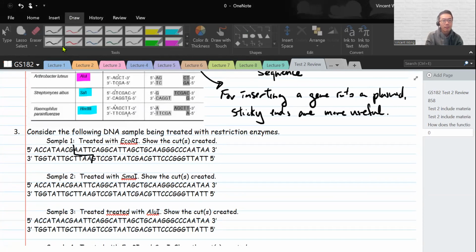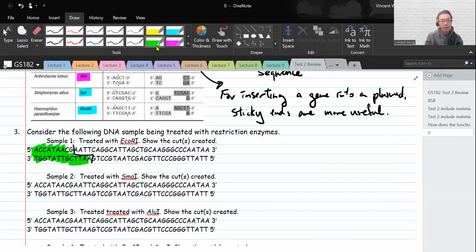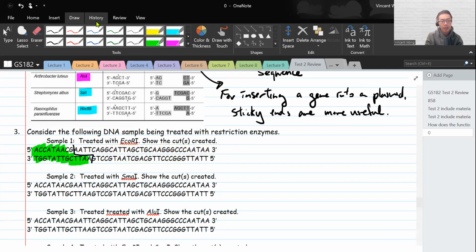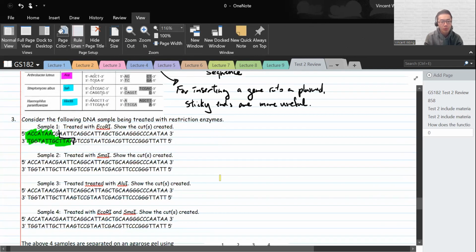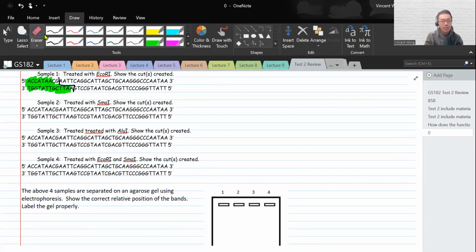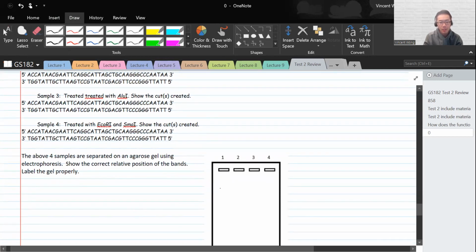We have a short one here, and then we have a longer one over here. I'm only going to shade in the shorter one. So over here, we're going to load the sample. That's what the question says. You're going to take sample number 1, you're going to load it into the first lane, right? So we have a short fragment, and then we have a longer one. Of course, the longer one's going to be on top.